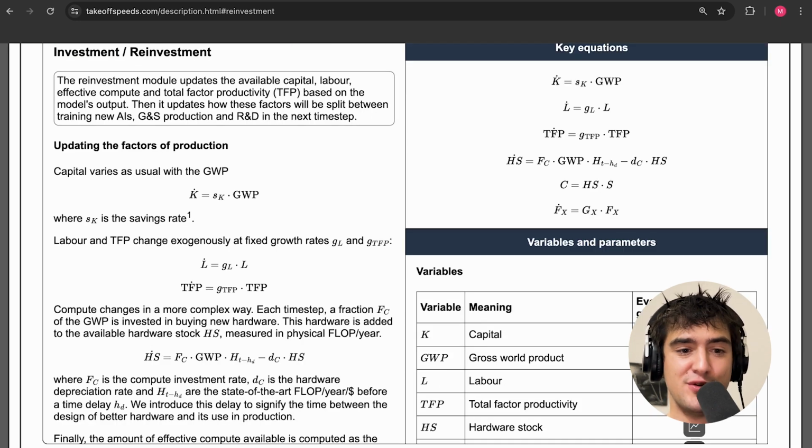So the simplest term you need to understand here is GWP, which is Gross World Product, or total GDP. So GDP is basically every good and service that is being sold. So you need to think about everything that is being sold at your local grocery store, and all of these transactions, they all go into GDP.